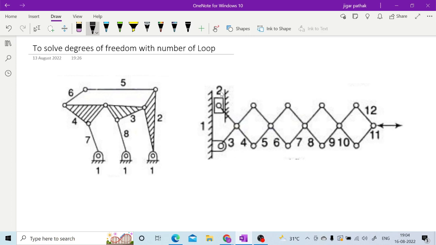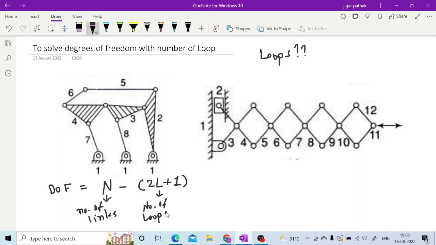Can we solve with considering the number of loops in the mechanism? So that is also possible. You have the equation for solving the degree of freedom with the number of loops. The degree of freedom is equal to n minus 2l plus 1, right, where n is your number of links, and l is the number of loops present in the mechanism.